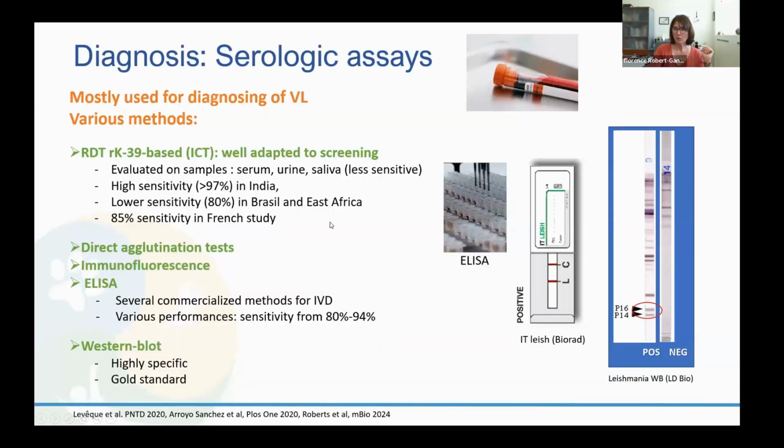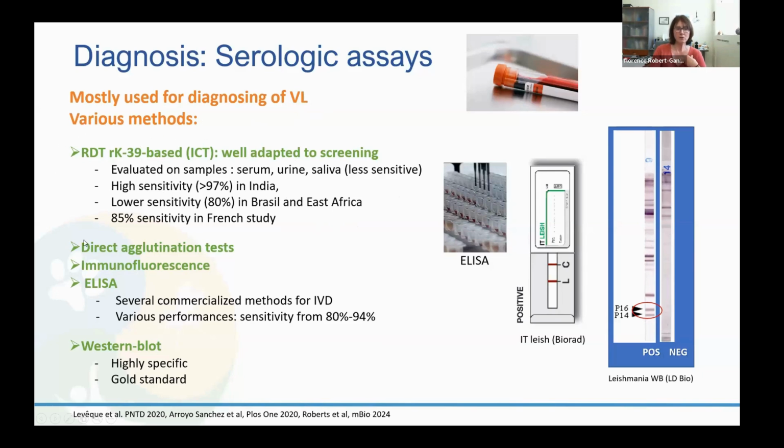Well, regarding the diagnosis, there are two approaches, either serology or parasitic examination. The serologic assays are very various. Various methods can be used. It is used mainly for visceral leishmaniasis, but it also can be useful sometimes for cutaneous cases.